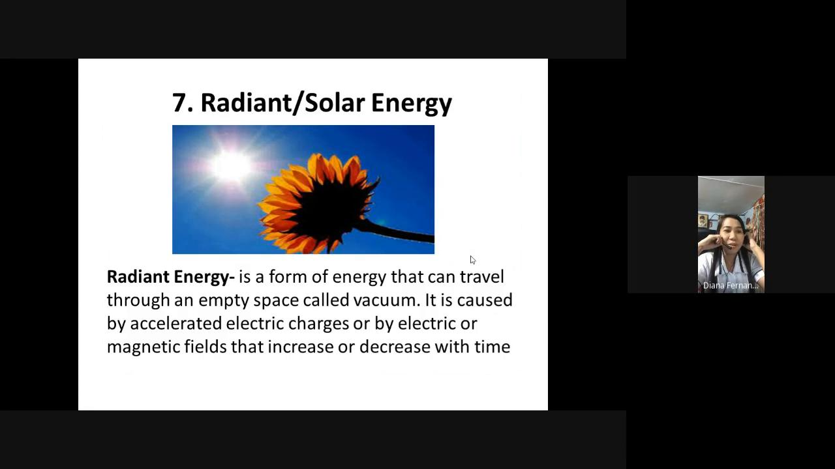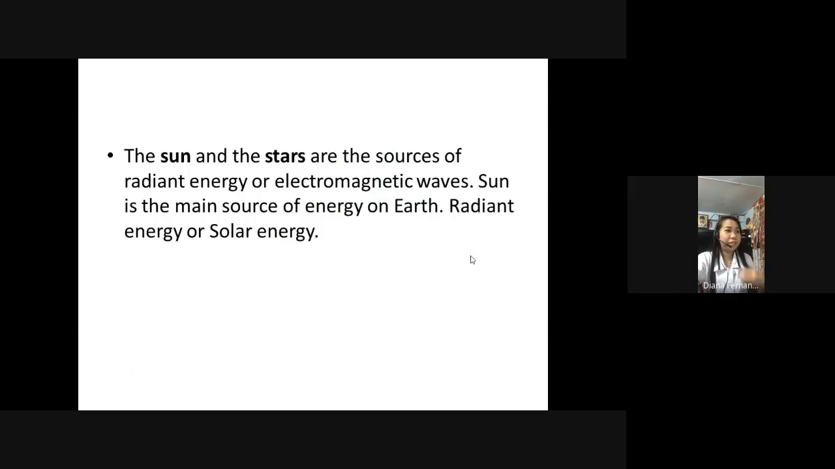So, ano yung mga radiant energy na yun? Solar energy and radiant energy? Ano yun? Energy that can travel through an empty space called vacuum. Radiant energy are energy that comes from the sun. Solar energy. Pag sinabi nating solar, sun, na nagpo-produce ng radiant energy. Is it clear, class? Did you understand? Okay. The sun and the stars are the sources of radiant energy or electromagnetic waves. Sun is the main source of energy on Earth, radiant energy or solar energy.